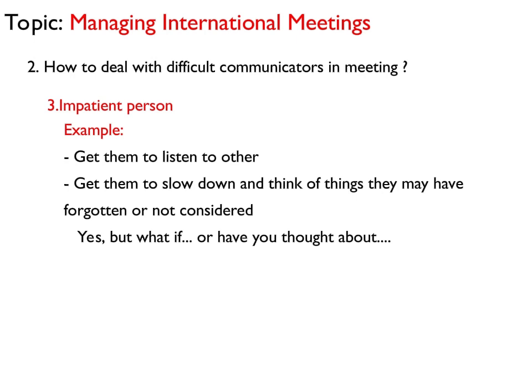Number 3 is the impatient person. Like arguing and being aggressive, you can address their point respectfully and steer the conversation back to the agenda. If necessary, suggest taking a break or cooling down the emotion. You can use this tip, like get them to listen to the others or get them to slow down and think of things they may have forgotten or not considered. For example, you can say, yes, but what if? Or, have you thought about?